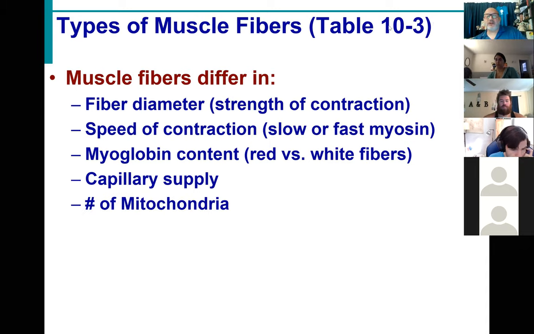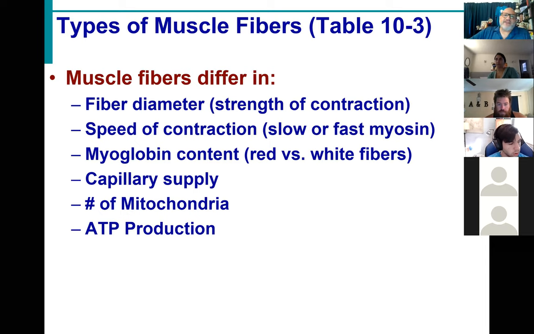Some muscle cells are going to have a large number of mitochondria. Some are going to have few mitochondria. Why would the amount of mitochondria be significant? More ATP. Right. Remember, they need to use oxygen to completely break down our glucose to produce ATP. All right, are you sensing a theme here? Basically, one of the major differences in muscle cells is how they're going to produce their ATP.